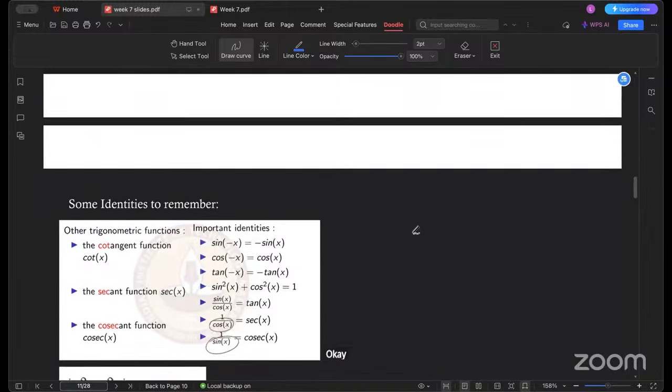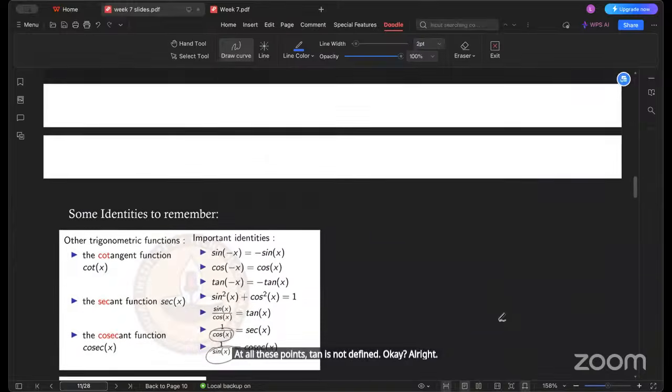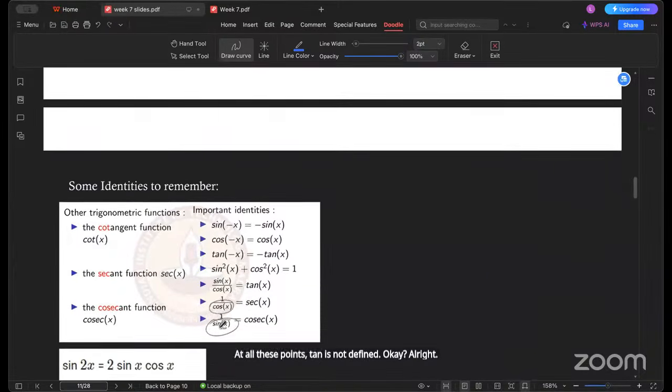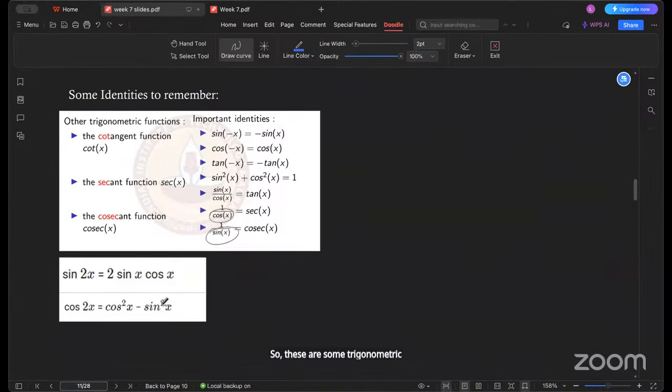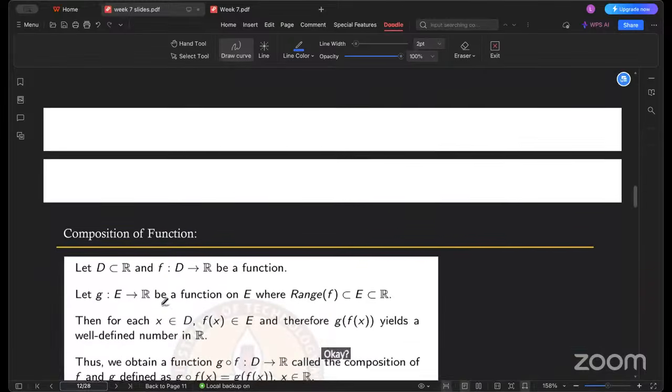Ma'am, tan is not defined at what? These points. Pi by 2, then pi. At all these points, tan is not defined. All right. So these are some trigonometric identities which you might use for solving some problems. So you have to remember them.